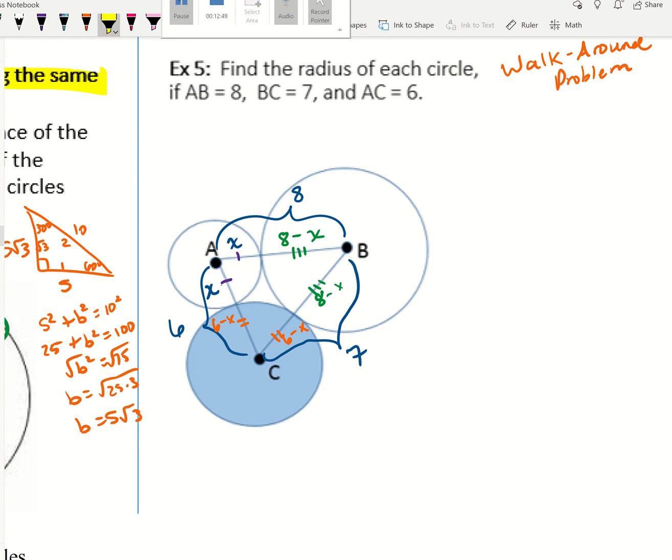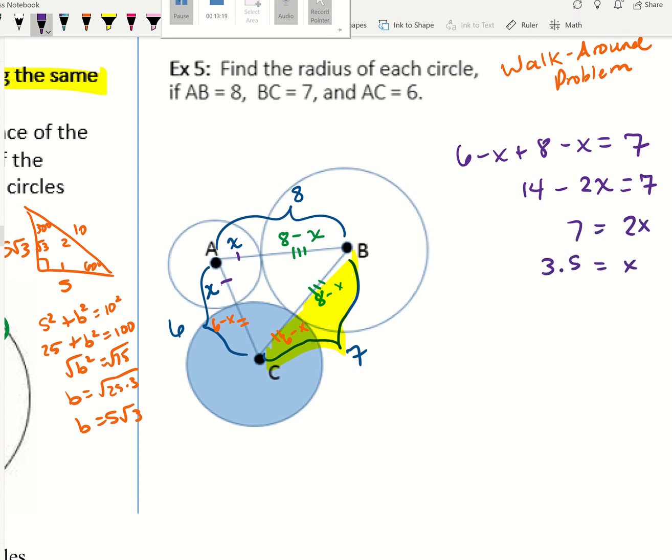And then what I want to notice is that right here, I have a really useful equation. If I combine these two, if I use segment addition postulate, 6 minus x plus 8 minus x equals 7. And that gives me an equation I can solve. I'll get 14 minus 2x is then equal to 7. So 2x is equal to 7 and x is 3.5. Don't be concerned if you get a less than a whole number answer. And that's the radius of circle A.